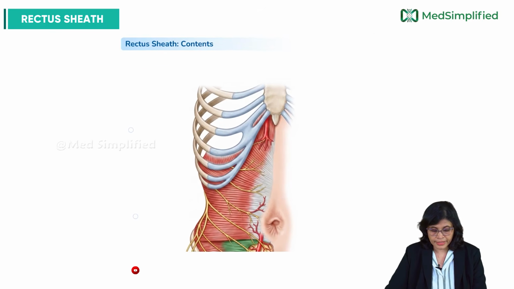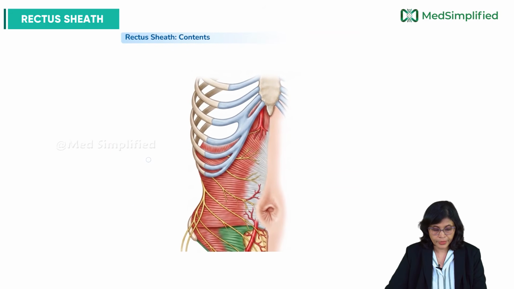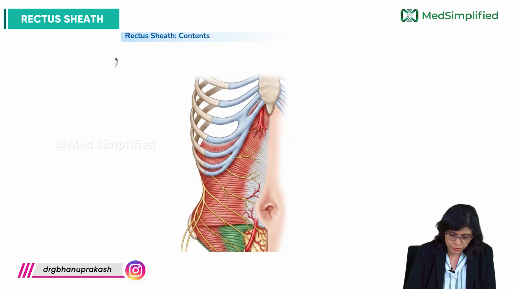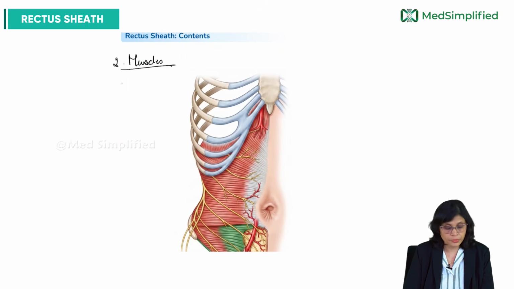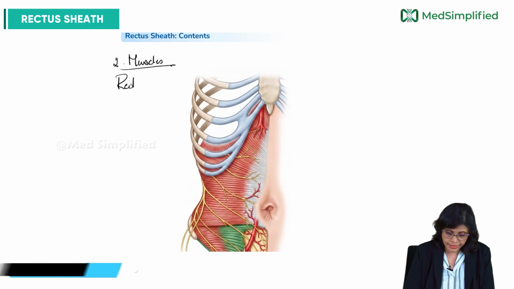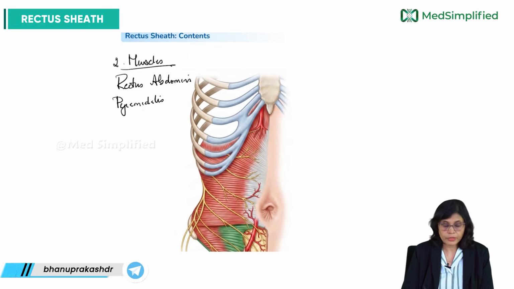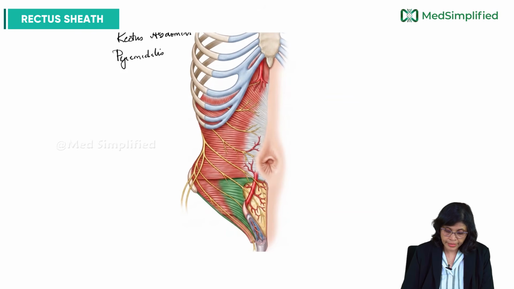Next, coming to the contents, what does this rectus sheath contain? So the rectus sheath contains two important arteries. Okay, other than the two muscles which we know. Which are the two muscles? The rectus abdominis and pyramidalis. Okay, so the rectus abdominis muscle mainly, and when the pyramidalis is present, it will also be present. So two muscles are enclosed. Then we see two arteries.